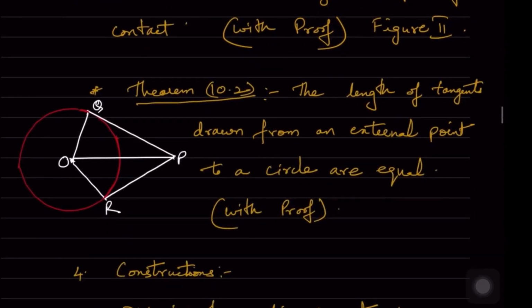Now theorem 10.2, this is also very important. The lengths of the tangents drawn from an external point to a circle are equal. This also, with the figure and with the proof, is very important.